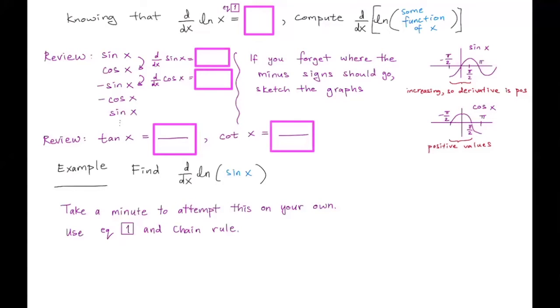Knowing that the derivative of natural log is equal to 1 over x, we can use that to compute the derivative of functions that look like natural log of some function of x. So first, let's review a few things. First, I want to talk about the derivative of sine x and cosine x. The way I remember these is to write down these 4 values. So I write down sine x, cosine x, negative sine x, and negative cosine x, and repeat the same thing.